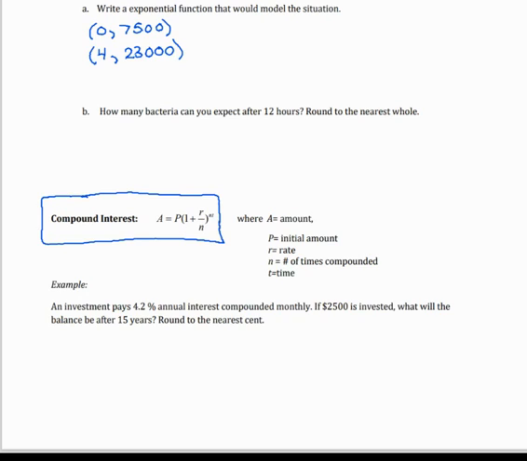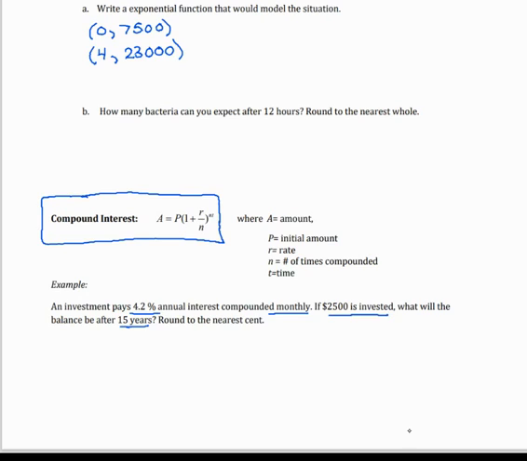Okay, so let's take a look at this example and then I'll have you finish solving it. So an investment pays 4.2% annual interest, compounded monthly. So here's my interest and we're compounding monthly. I have 2,500 invested. What will the balance be after 15 years? Round to the nearest cent.